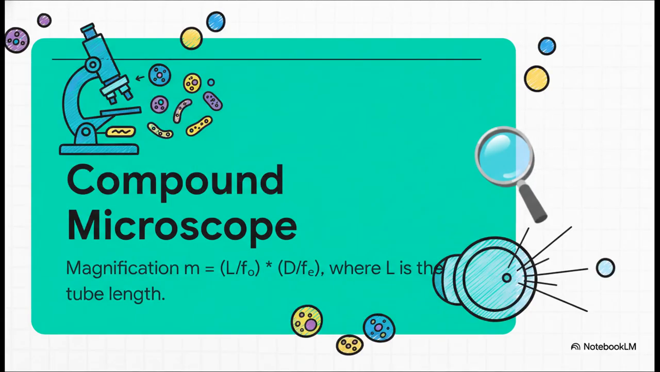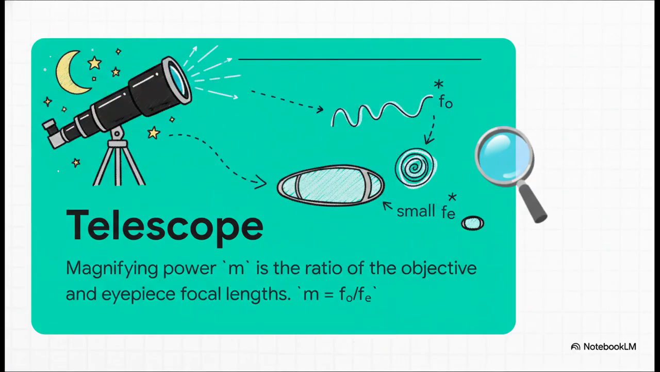Now, to get really high magnification, we need a compound microscope. This uses two converging lenses. The first one, the objective lens, creates a magnified, real image of the tiny object you're looking at. Then, the second lens, the eyepiece, acts like a magnifying glass for that first image, blowing it up even further. The total magnification is basically the product of the two, which lets us see into the hidden world of things like cells and bacteria. And to see things that are really far away, we use a telescope.